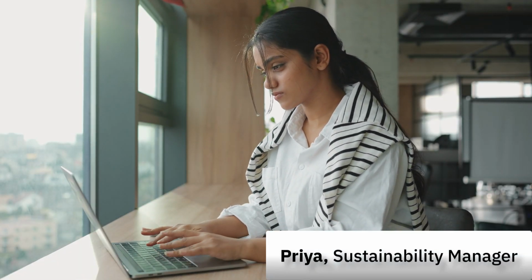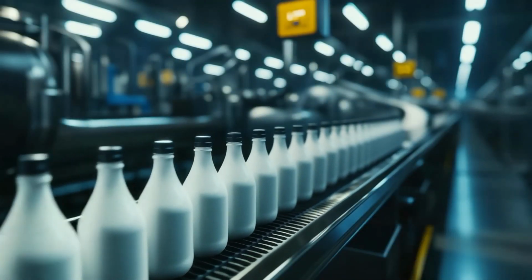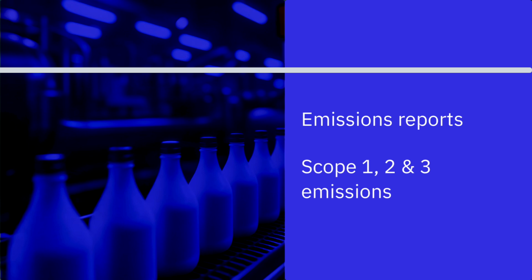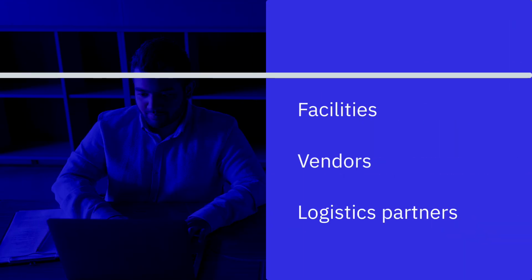Priya is a sustainability manager for a food processing plant in India. With their growing client list of food brands, Priya is responsible for her organization's emissions reports. And with the increasing pressure to disclose Scope 1, 2, and 3 emissions, they need a fast, flexible, and reliable emissions solution. Priya's reporting includes emissions data across facilities, vendors, and logistics partners.